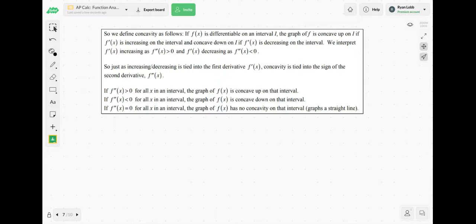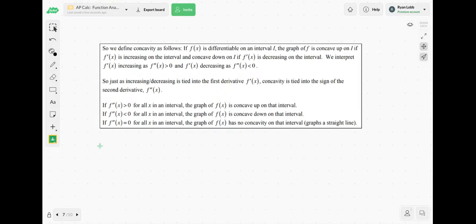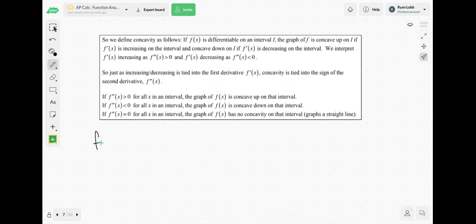Now, in order to determine where f prime is increasing or decreasing, it's the same thing we did with f. When we start with function f, if I want to know where function f is increasing, here's some function f, how do we know where this function is increasing or decreasing? What do we do? Well, we want to find the derivative, find the critical numbers. So where's the derivative equal to 0 or undefined?